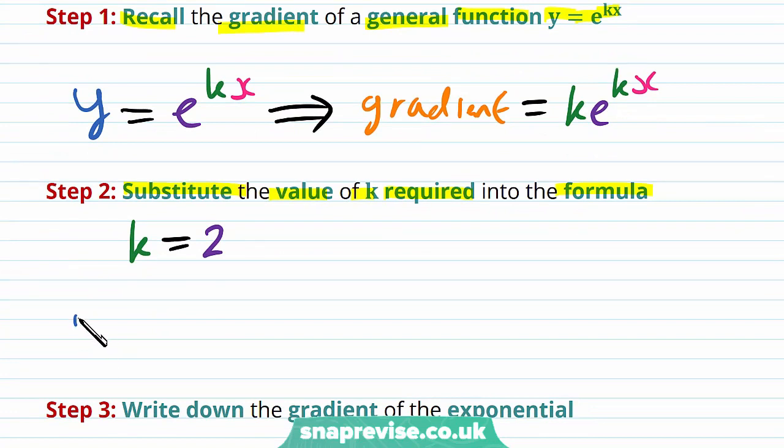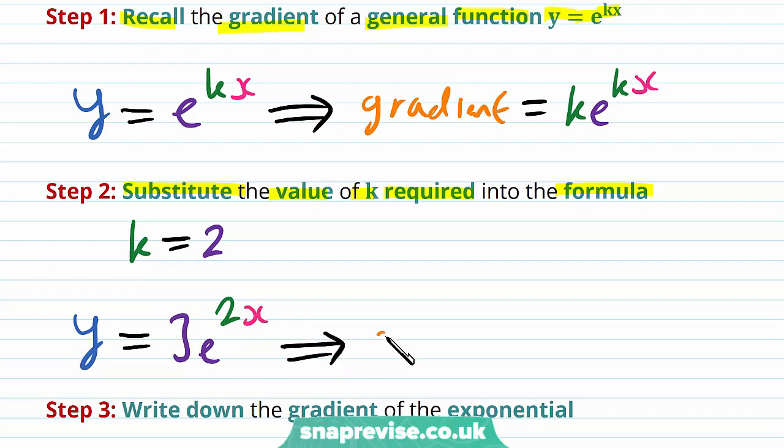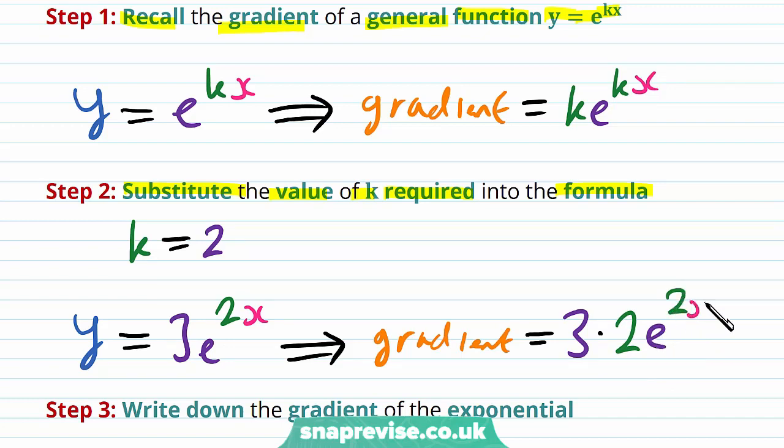Therefore, having y equal to 3 lots of e to the power of 2x, the gradient is going to be, well, firstly we have our 3 outside. This is maintained in the gradient, and then we multiply by a value of k, that is 2, and then we have our e to the power of 2x.